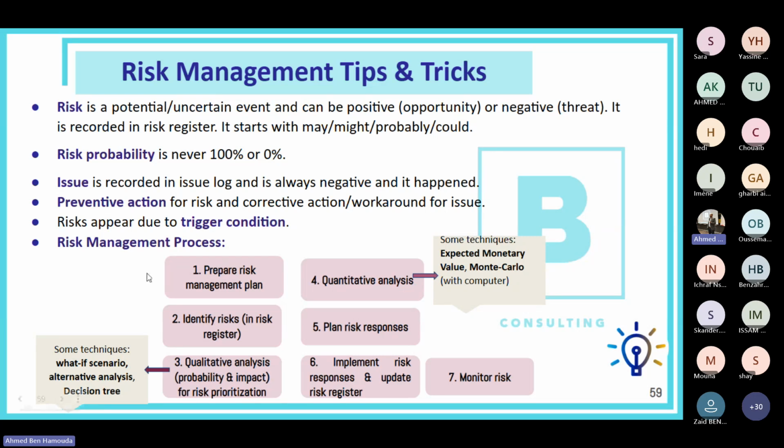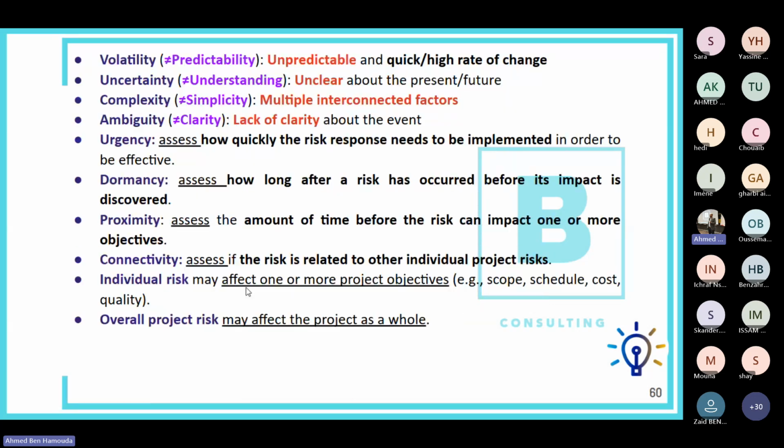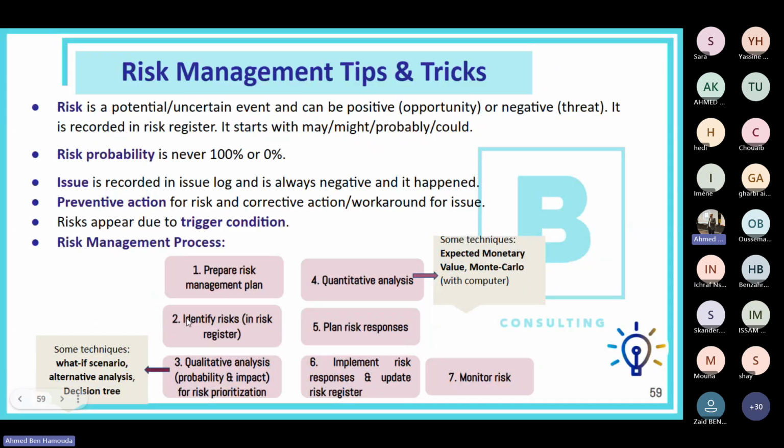Now, here's the risk management process, which you need to memorize. First, you need to have a risk management plan. Then next, you identify the risks and record them in the risk register. Then perform a qualitative analysis. That's assessing the probability of occurrence and the impact if it happens. This qualitative analysis will be used for risk prioritization later on. Some techniques to perform qualitative analysis include the what-if scenario, alternative analysis, decision tree analysis, etc.